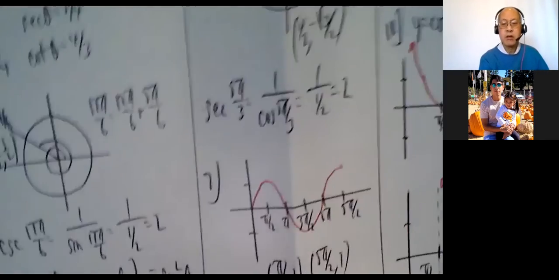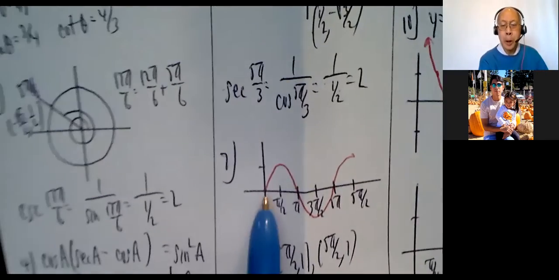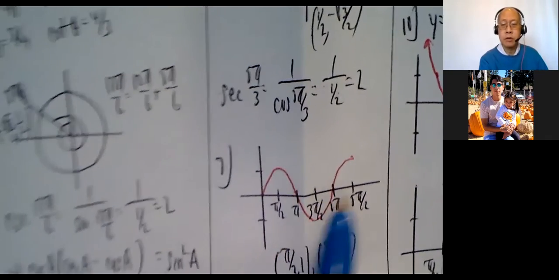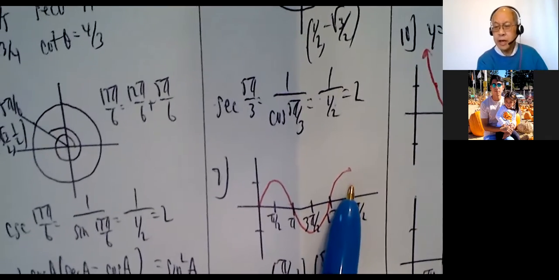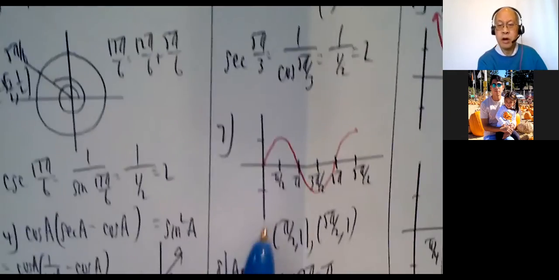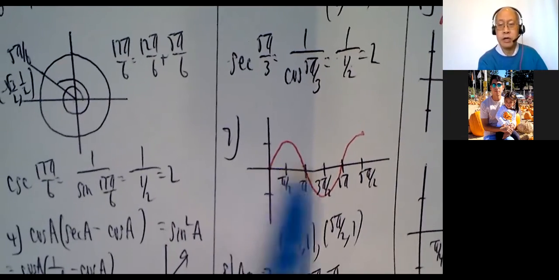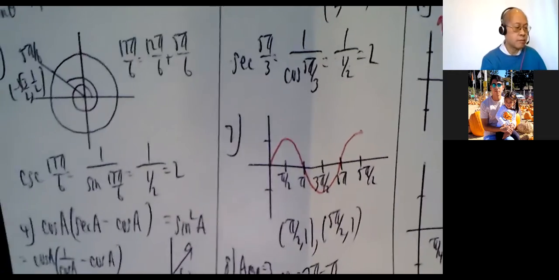Okay, 7, graph of y equals sine x: 0, 1, 0, -1, 0, 1. So the first 2 places where the y coordinate is 1 are pi over 2 and 5 pi over 2. So pi over 2 comma 1, 5 pi over 2 comma 1.